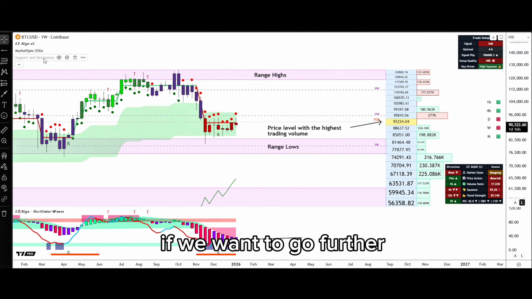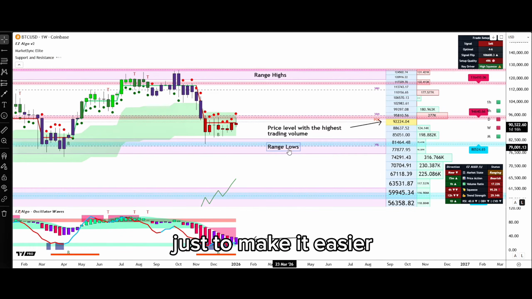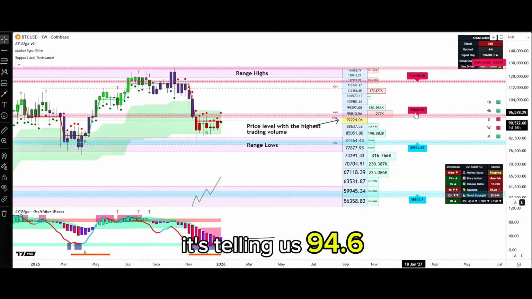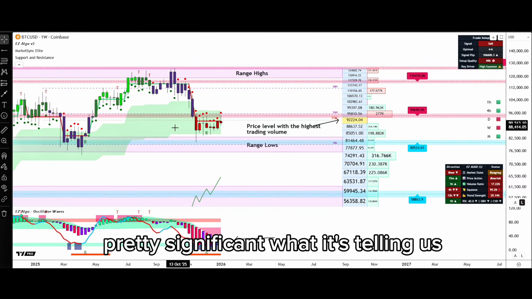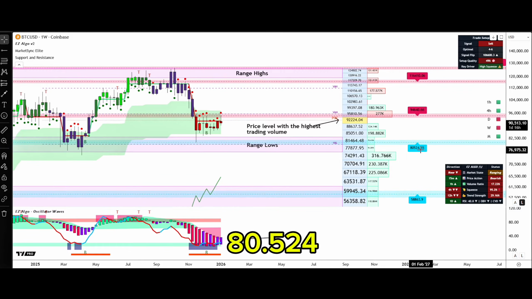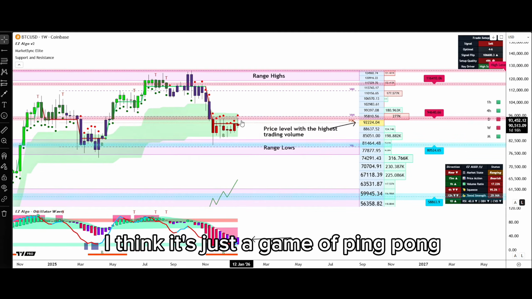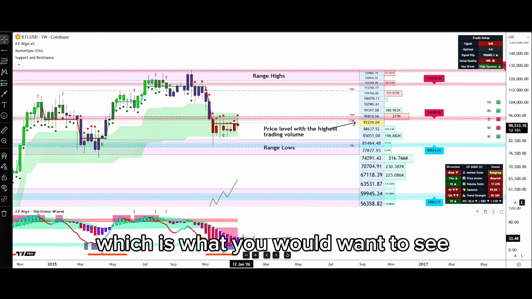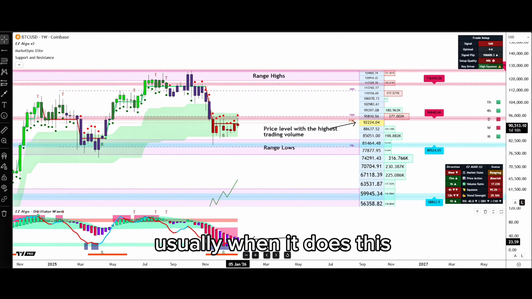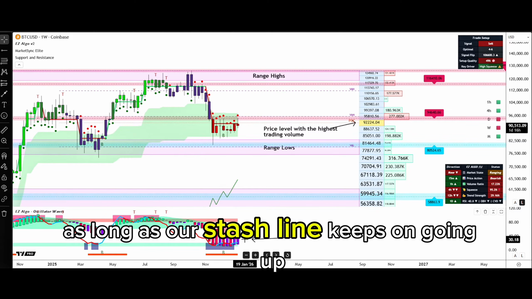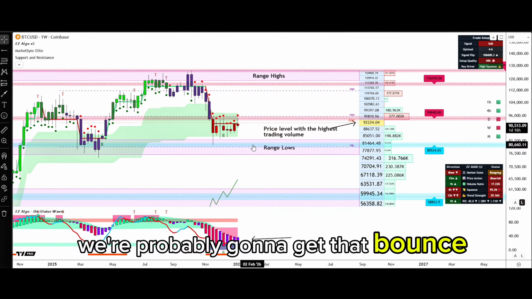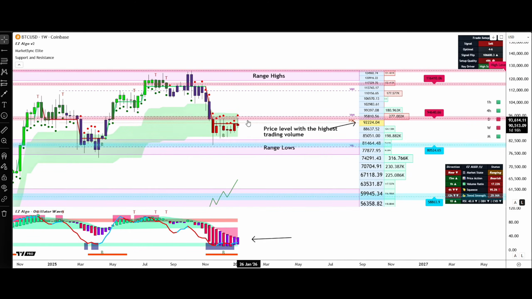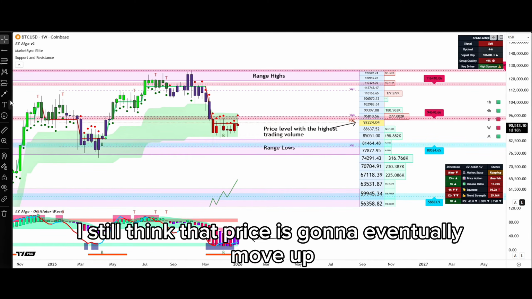And if we want to go further, we have a support and resistance script just to make it easier. Save you guys from drawing a bunch of levels here. So yeah, it's telling us 94.6, pretty significant, and then 80.524. So I think it's just a game of ping pong until one side gives. The oscillator is curling up, which is what you would want to see. Usually when it does this, as long as our stop line keeps on going up, we're probably going to get that bounce, right? So even if we get a little bit of a shakeout beforehand, I still think that price is going to eventually move up.